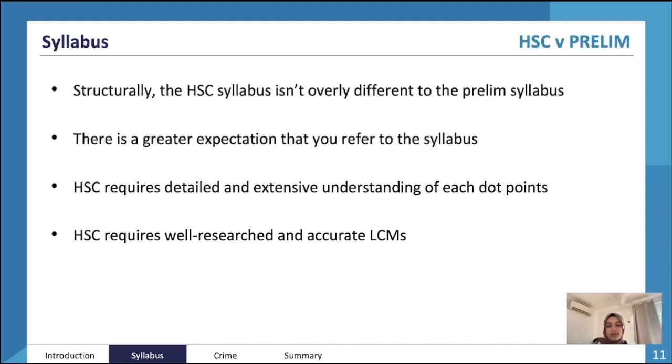HSC requires well-researched and accurate legislation, cases, and media. I can again not emphasize this point enough. To be able to know and memorize and learn different legislation for different dot points, different cases for different dot points, and different media for different dot points was so integral to my success in this course. So I would highly, highly, highly recommend that you do the same.